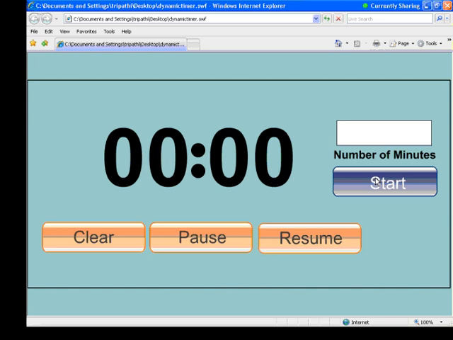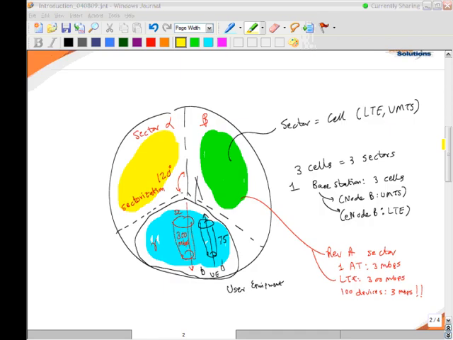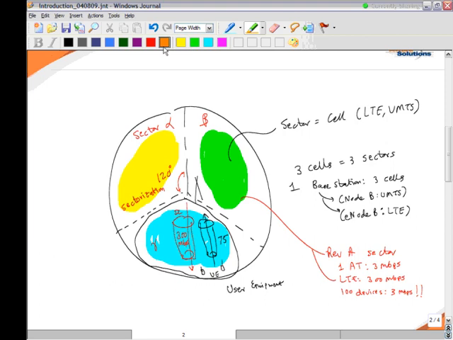MTS, it was a bit confusing, and so they created the sector carrier pair. I gave you one example, but let me share it with you again. On your screen we have this picture. Let's say we are using 120 degree sectorization.